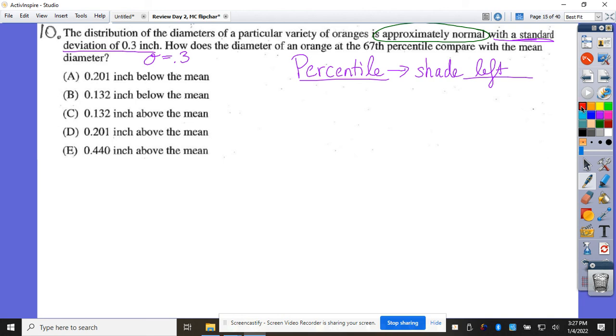So what does it mean, very generally, to be in the 67th percentile? You did better than 67% of the people. So where should you be in relation to the mean? Above it. So there's no reason that you should answer A or B if you look at that and think about it, even if you have no idea where to start.